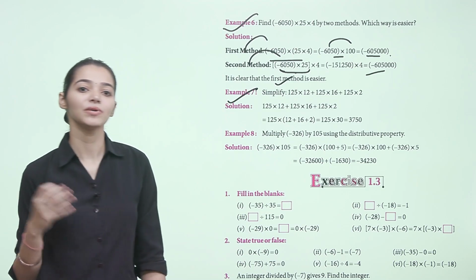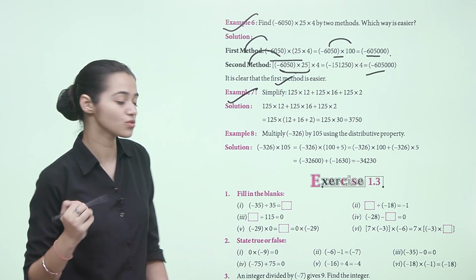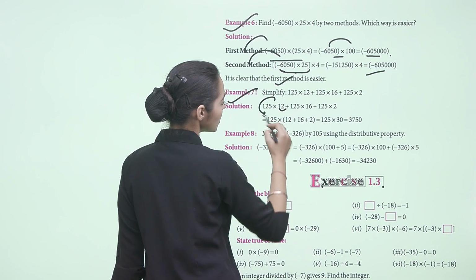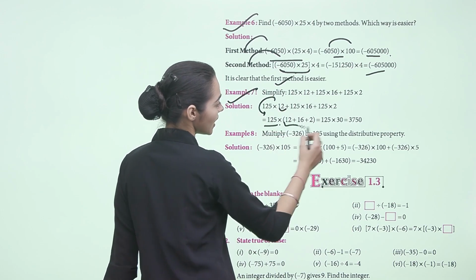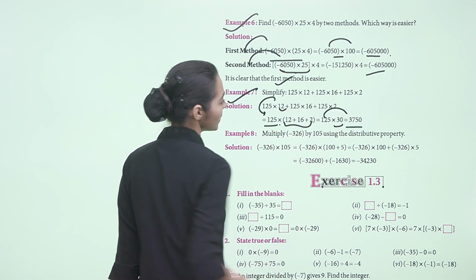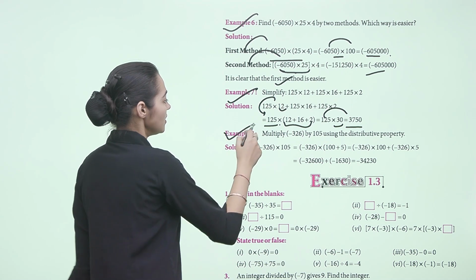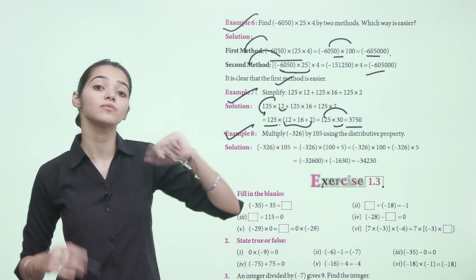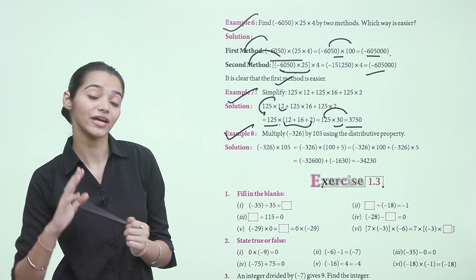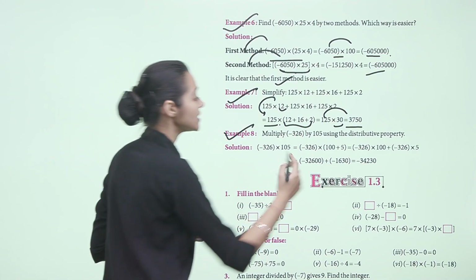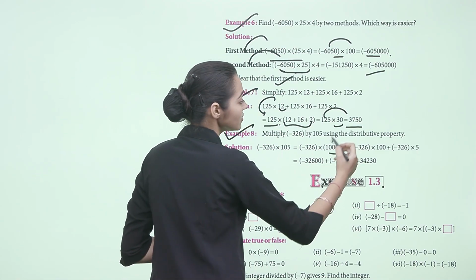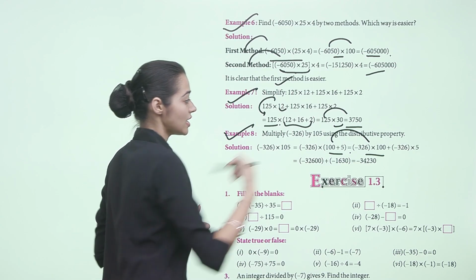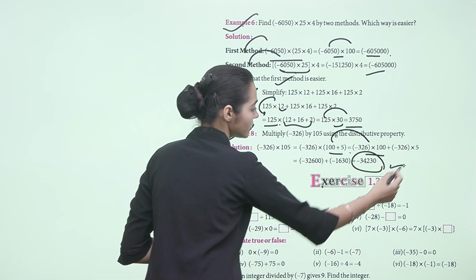Now next is our example number 7. Here we have to simplify it. So first what we will do? Firstly, we took 125 common and then we added all these terms and then we multiplied it by 30. Now example number 8, here we have to multiply this by 105 using the distributive property. So we can write 105 as 100 plus 5. After writing it as 100 plus 5, we apply the distributive property of multiplication and then this is our required answer.